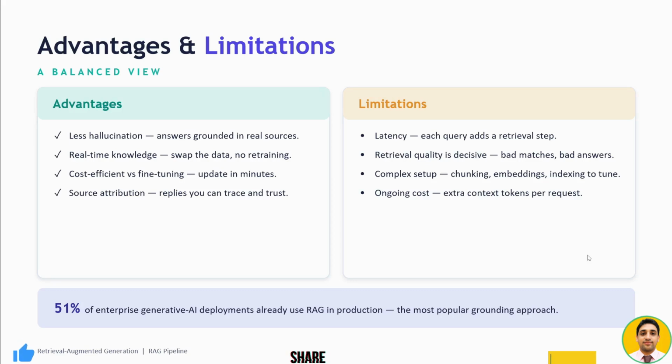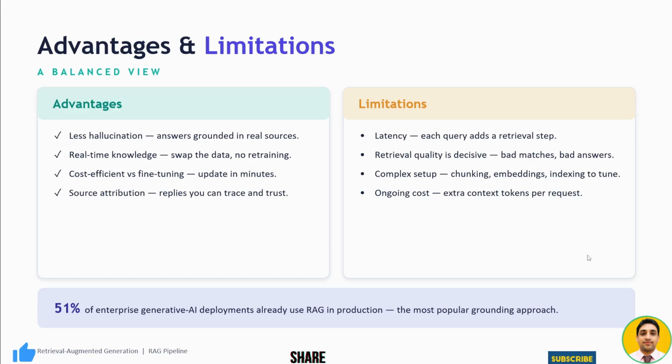On the limitation side, first there is latency because every single query now requires an additional retrieval step before the model can even begin generating its answer, which adds some processing time. Second, the quality of retrieval is absolutely decisive. If the retriever pulls back poor or irrelevant matches, the final answer will also be poor, no matter how good the language model itself is.